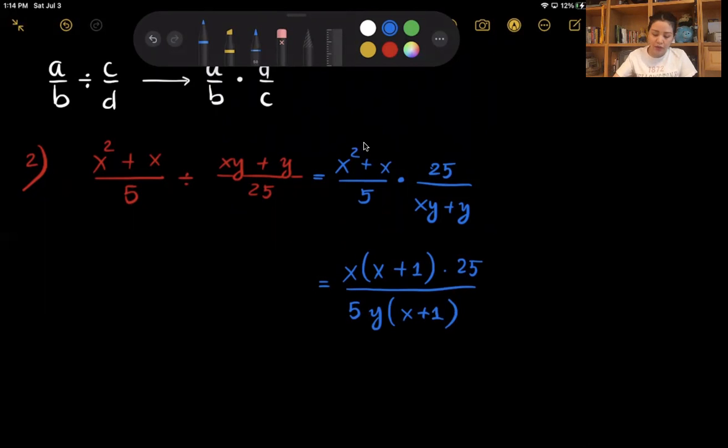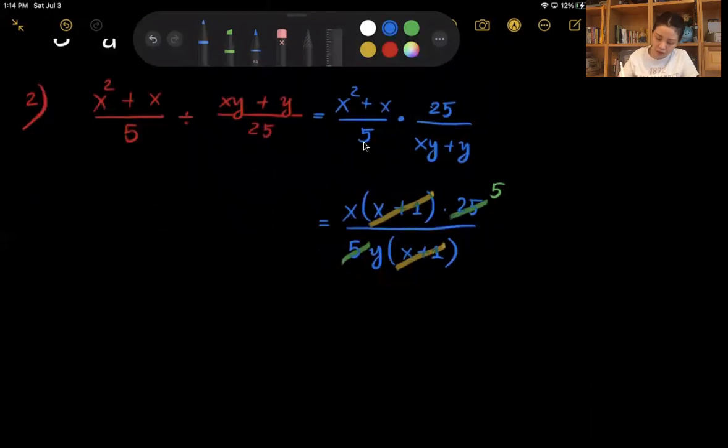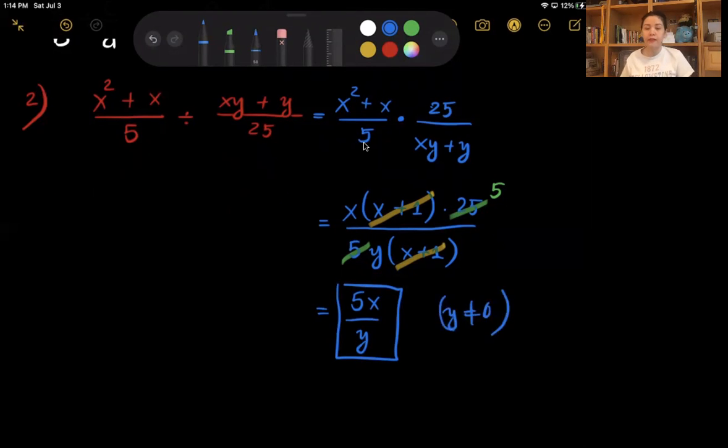Okay, and now we can cancel some terms. I can cancel the x plus 1 and x plus 1, right? And I can cancel the 25 with the 5 here, so that leaves me the 5 on the top. So the final answer will be 5x over y. Of course, y cannot be 0.